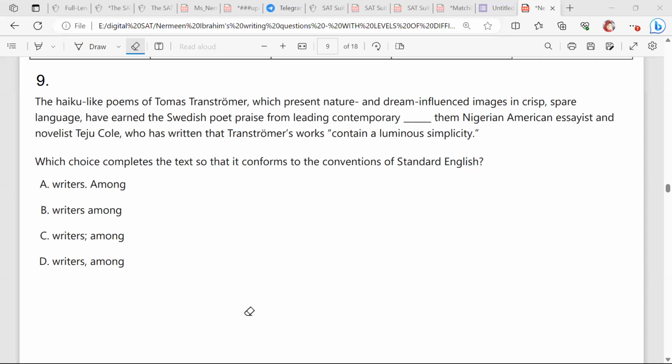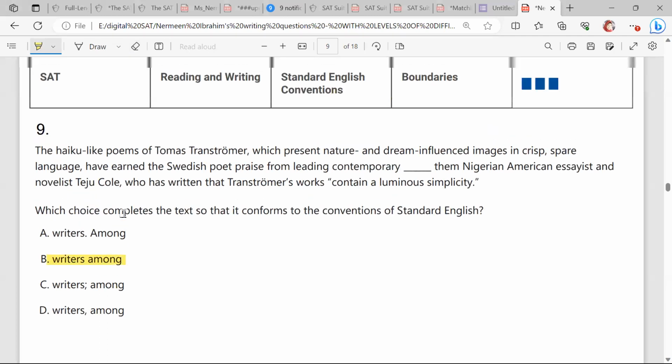Okay, Suhair, go ahead. Suhair, which one did you go for? I went for B. You went for B. Do you think that B, this one? Okay, tell me why.